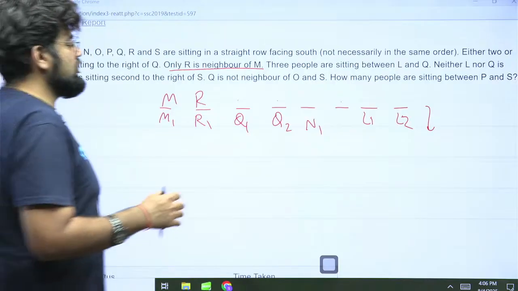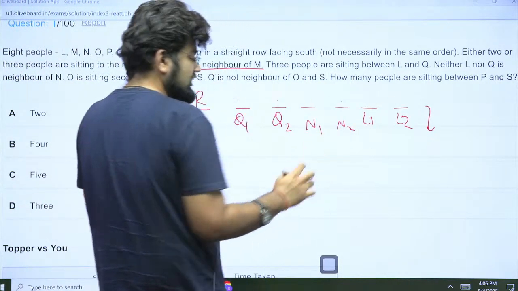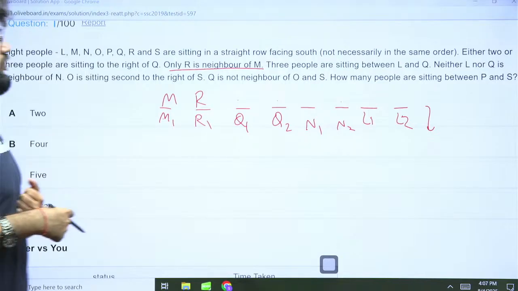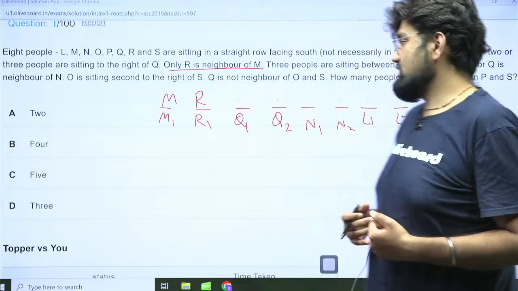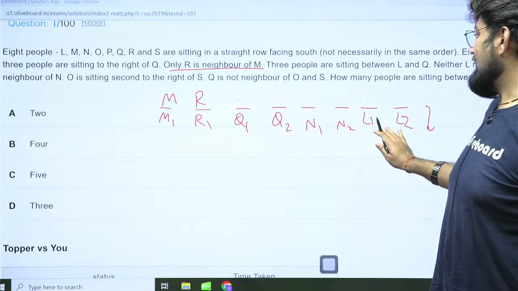Okay. And if I have Q2 here, so N cannot sit here, L2 here, so N2 will be here. Still, we are having 2 cases for Q, N, L. Okay. Understand carefully. O is sitting second to the right of S. Now, O is sitting second to the right of S. If I have, let's say Q, N, and L here.